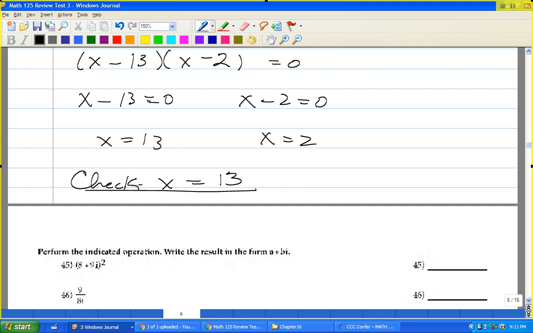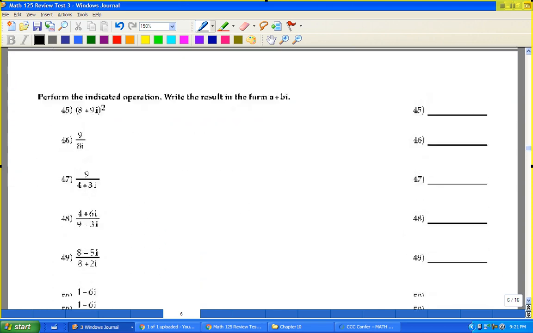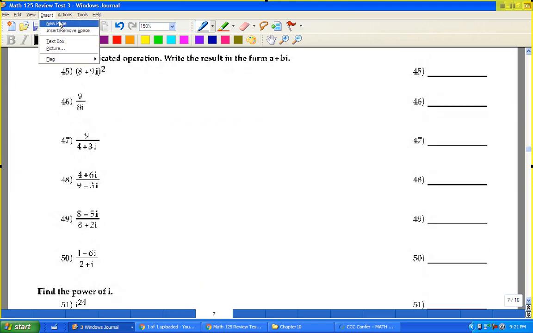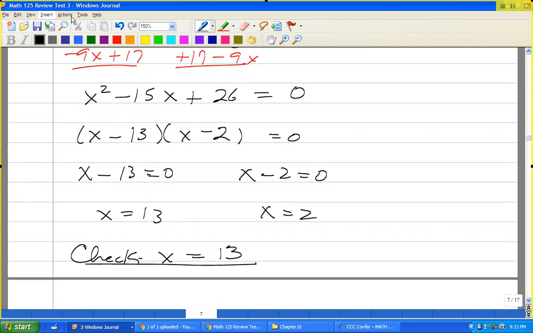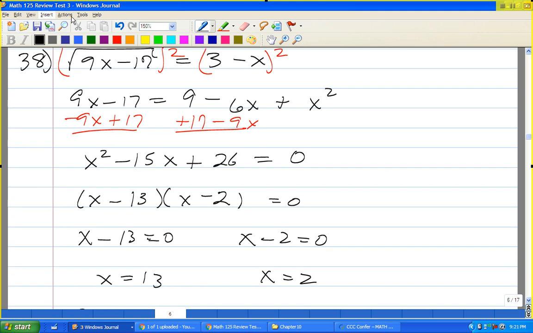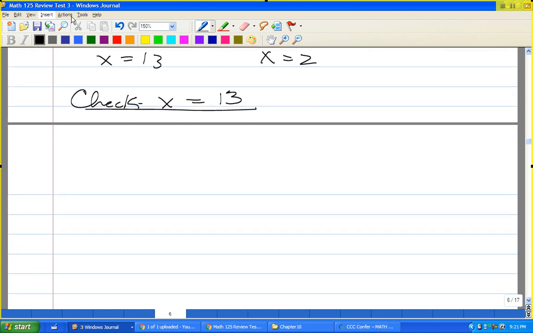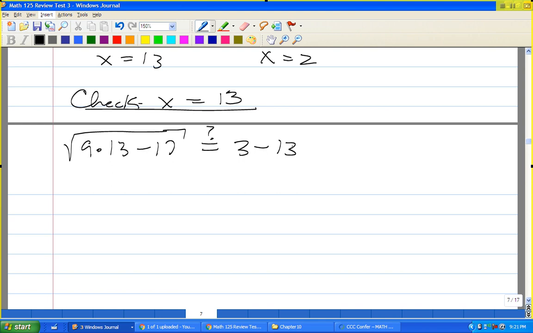Okay, so let me insert another page, I guess, so I can do this. Okay, so let's check. Let's plug in 13 into the original. And so, is the square root of 9 times 13 minus 17 equal to 3 minus 13?